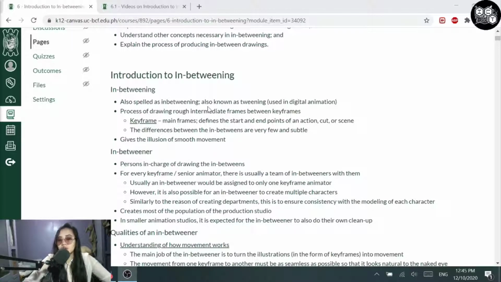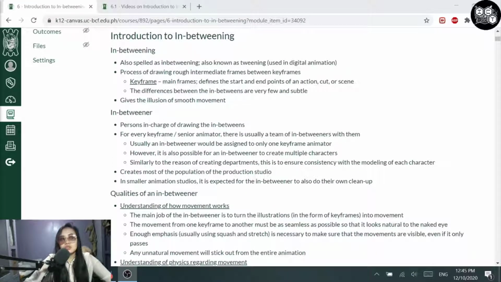Next, we have the in-betweener, which is the person in charge of drawing the in-betweens. Usually this is an entry-level position. This is also usually the training ground. Let's say if you want to be a senior animator, a storyboard artist, or a concept artist, you have to know the idea of animation first, and usually you can get that training by becoming an in-betweener.